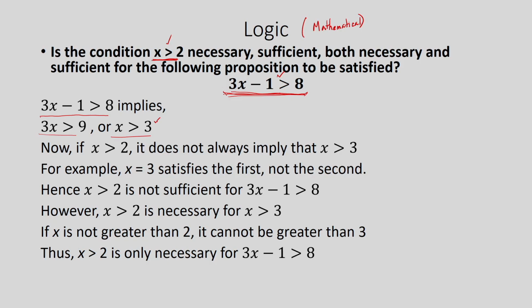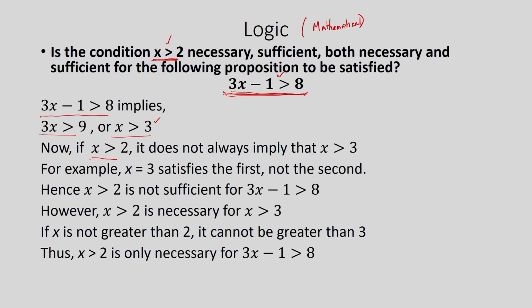Now, what is the condition that we have been given? The condition is x is strictly greater than 2. Let us now try to understand the relationship between the condition and the proposition, and that will give us the answer to the question. Now, if the condition is sufficient for this proposition, then if the condition is satisfied, then the proposition will also be satisfied. So, let us try to see if this condition x strictly greater than 2 is sufficient.